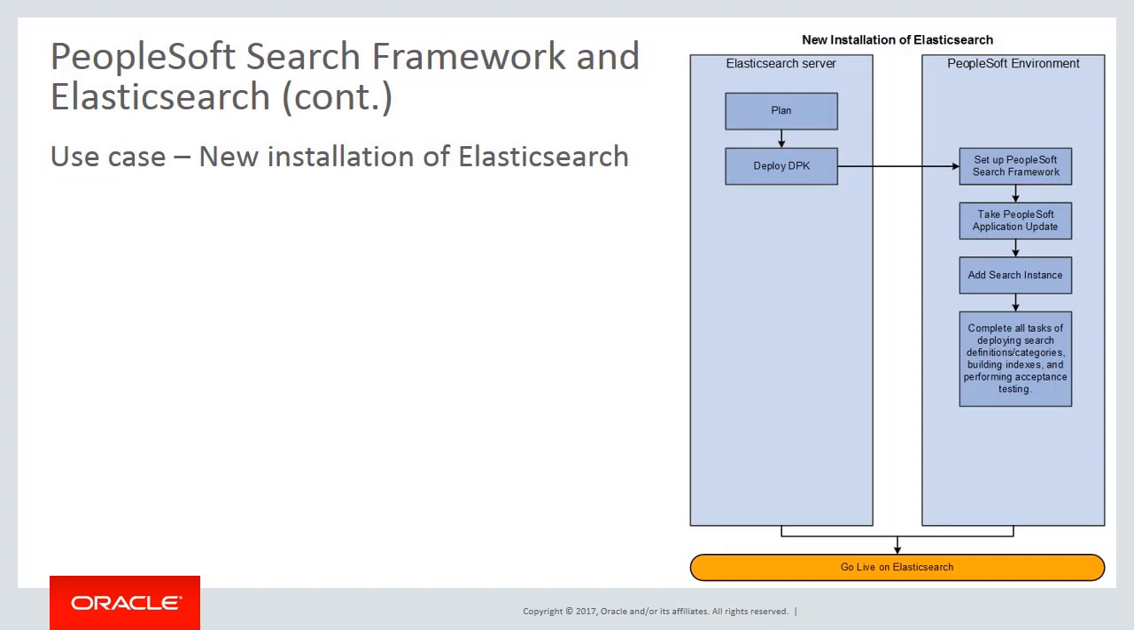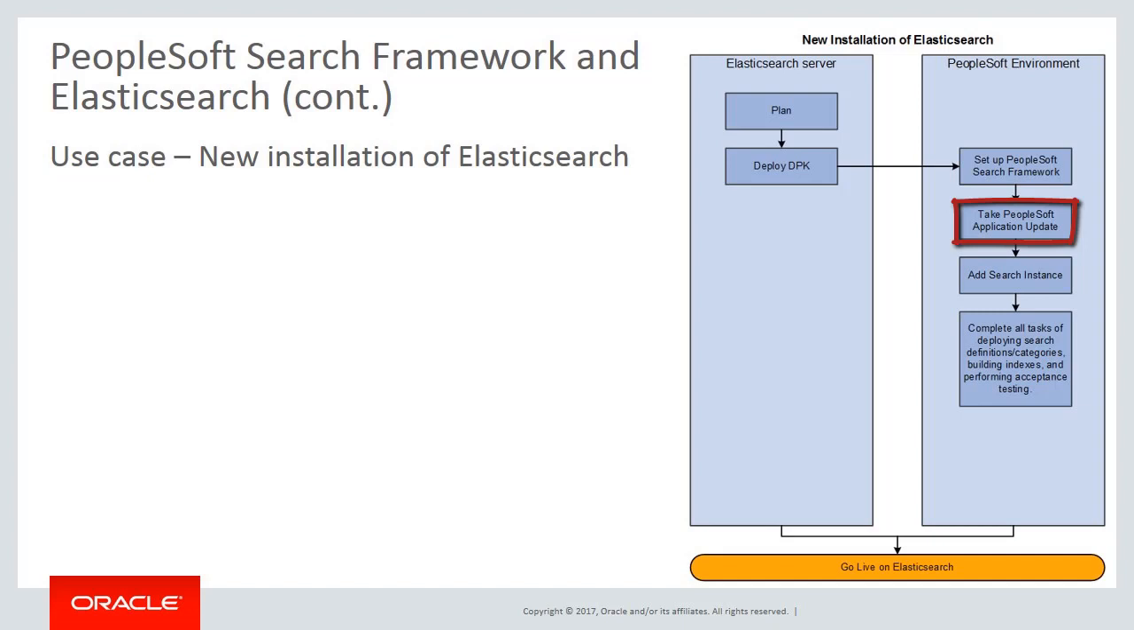On the PeopleSoft environment, you need to perform the following steps. Set up PeopleSoft Search Framework. Refer to the Administering PeopleSoft Search Framework topic in the PeopleTools 8.56 Search Technology Online Help for instructions on setting up the search framework. Take PeopleSoft application updates. Make sure you have at least taken the bugs related to Elasticsearch for your PeopleSoft application as shown on the PeopleSoft Update Manager or PUM homepage.